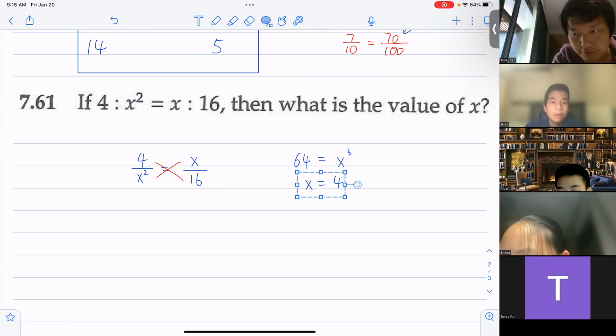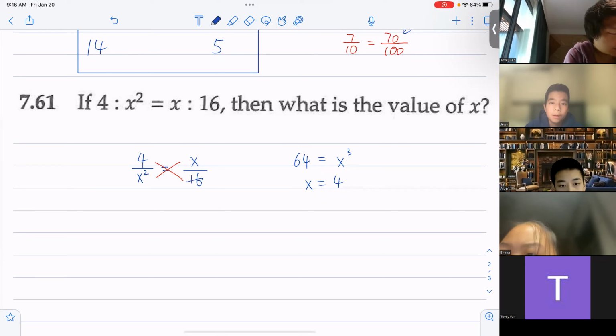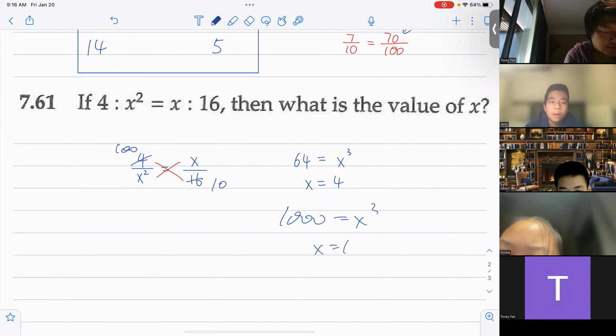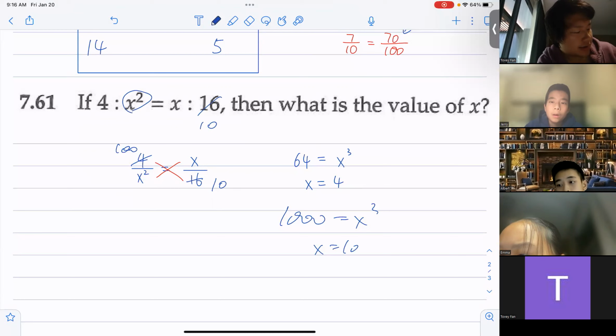Does this work for any number? Because even if I change 16 to any other number, say I change 16 to 10, and I change this 4 to, I don't know, 100, whatever, you can always cross multiply, and you get 1,000 equals x cubed. In this case, x is 10. So you don't have to always work out what x squared can be. If I change this to 10, if you try to think what number squared is 10, that doesn't really give you any result.